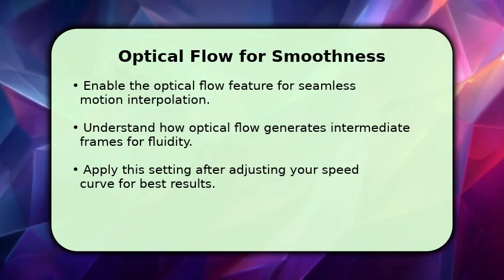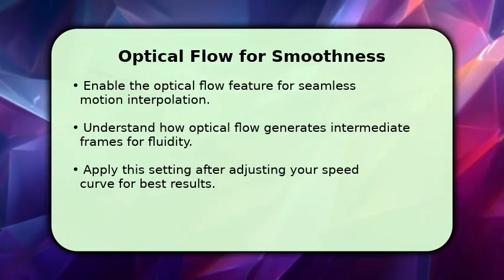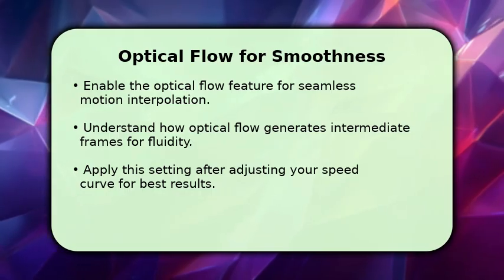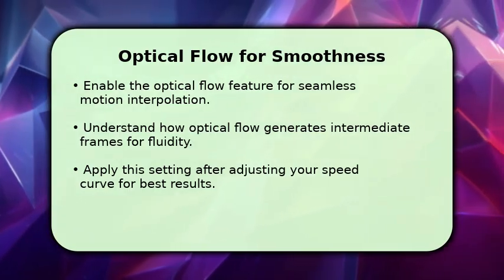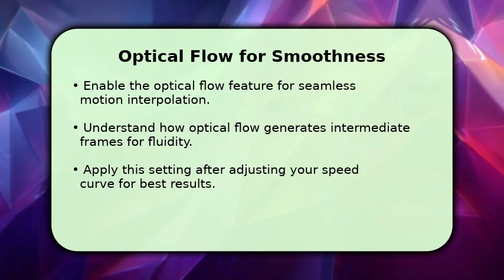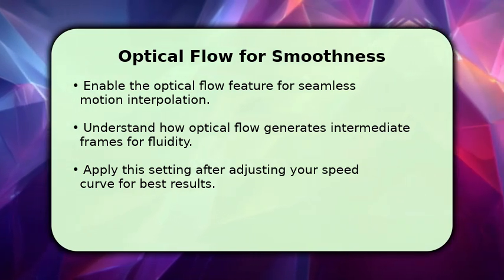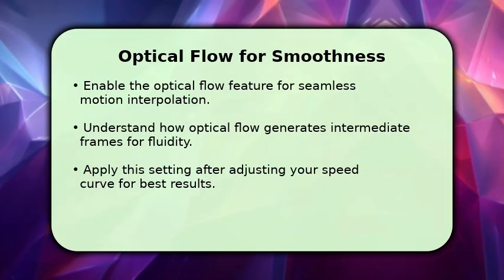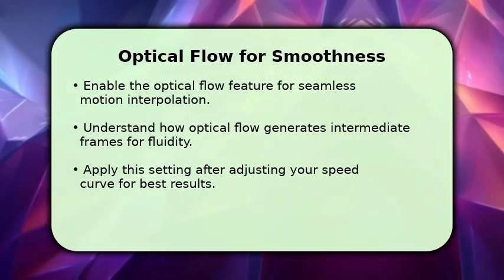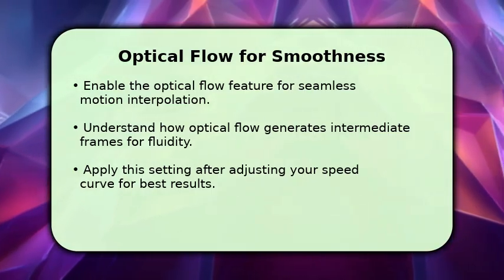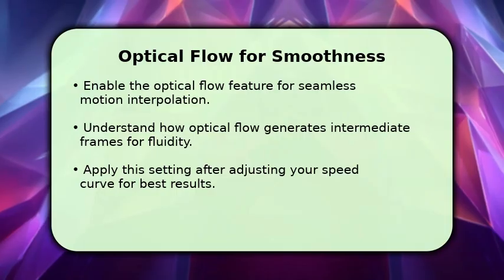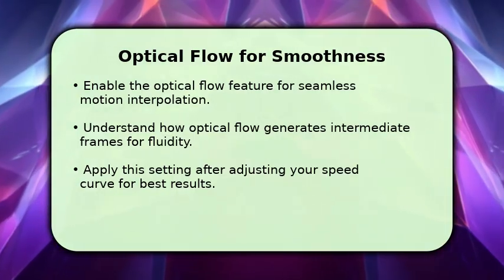For an even more polished and ultra-smooth effect, enable Capcut's optical flow feature. After setting your keyframes and adjusting the speed curve, locate the Make It Smoother option. Choose Optical Flow from the available selections. This advanced technology intelligently generates new frames between your existing ones, filling in gaps and eliminating any choppiness, making your slow motion or fast motion look incredibly fluid.